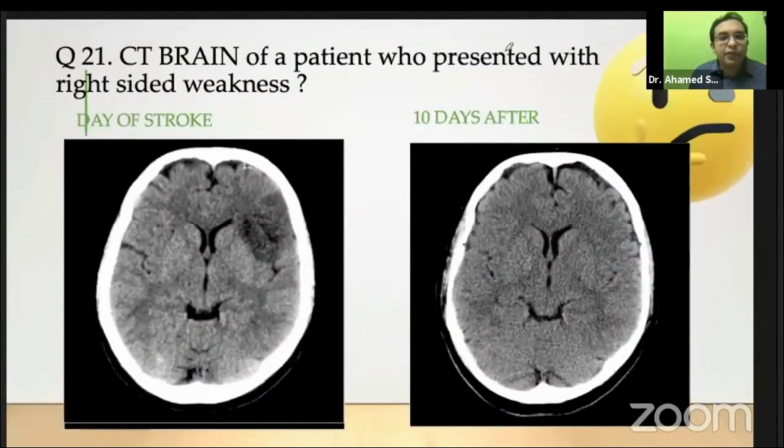This is the CT brain of a patient who presented with right side weakness. As you see, this was the initial CT which was taken. And then after 10 days, the CT was repeated. You cannot find anything wrong in the CT. So what do you think is happening to the patient? Has the patient completely recovered, or is something happening in this patient?